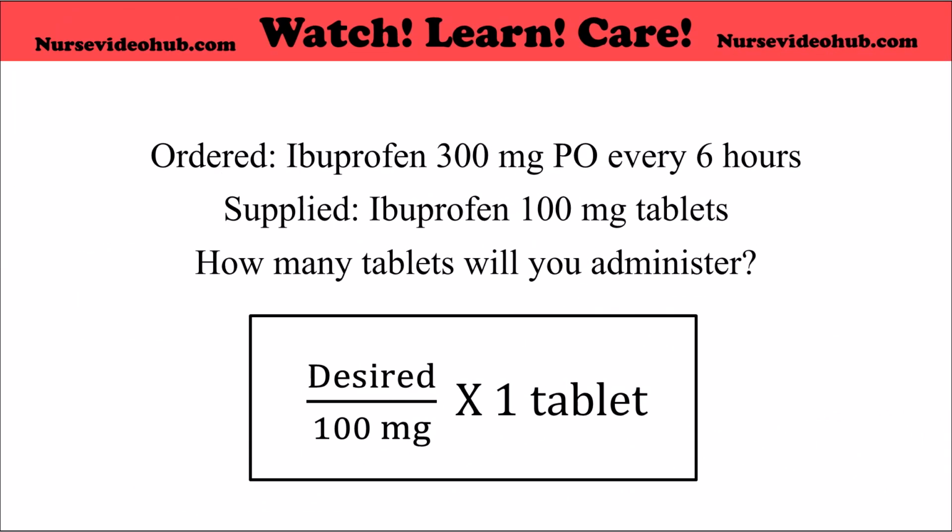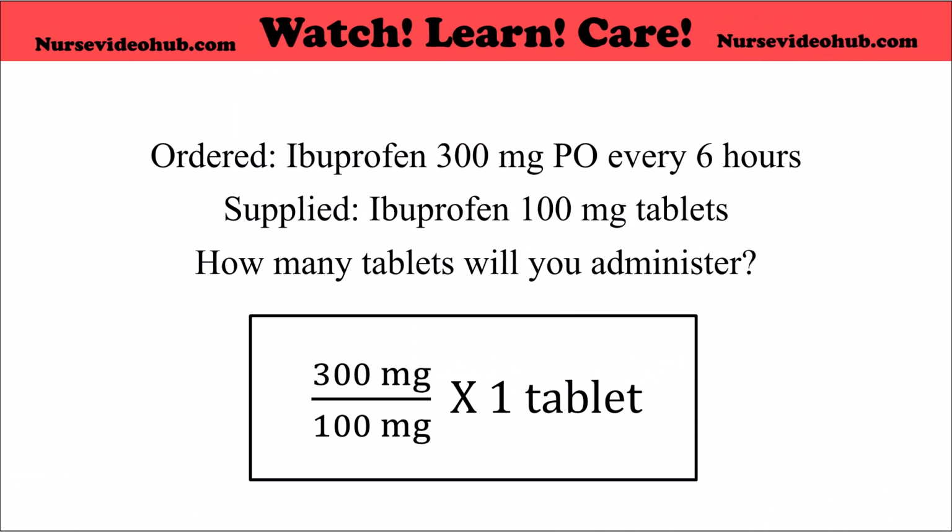Then we identify what dose you have. The dose is 100 milligrams. Place that number in the formula where it says have. Then you need to identify the dose you want to administer, which is what was ordered. In this example, the dosage is 300 milligrams. Place that value in the top part of the formula.